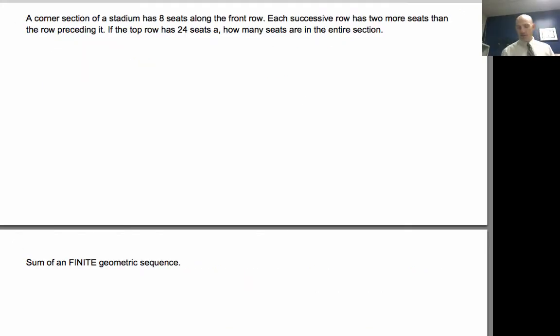Okay, the next problem is a variation on a series problem. A corner section of a stadium has 8 seats along the front row. Each successive row has 2 more seats than the row preceding it. If the top row has 24 seats, how many seats are in the entire section? There are a couple of different ways to do this. You could easily draw a picture or find a pattern. So we've got 8 in the first row, then 10, 12, 14, 16, 18, 20, 22, 24. You find that sum. That's one way to do it.